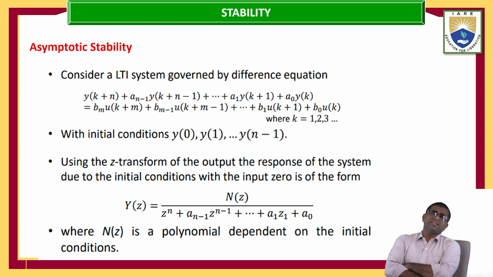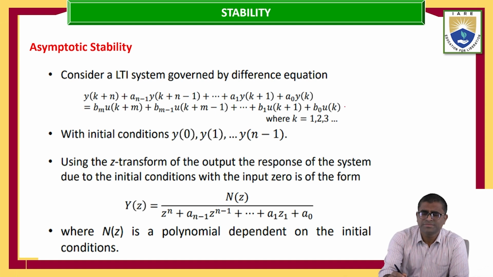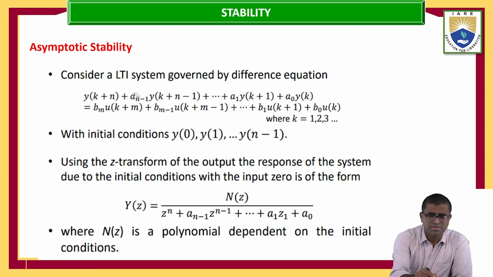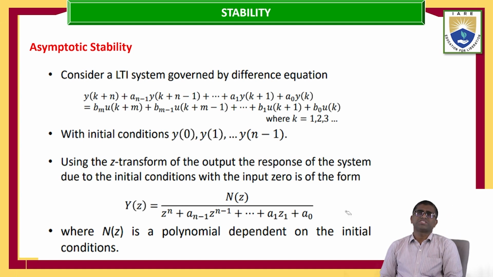Now I am taking the z transform of the output response, that is Y of z, which equals N of z divided by z power n plus a n minus 1 z power n minus 1 up to a1 z plus a0. That is the output transfer function, where N of z is a polynomial dependent on the initial conditions.